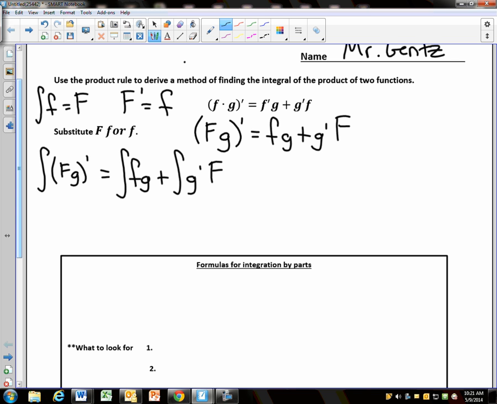Now here's where a few aha moments have to come in. Think about it, folks. This is the real key here. What is the relationship between the integral sign and the derivative sign? They are inverse operations. They cancel each other out. So what are you going to be left with here? Big F times g is equal to the integral of fg plus the integral of g prime big F.